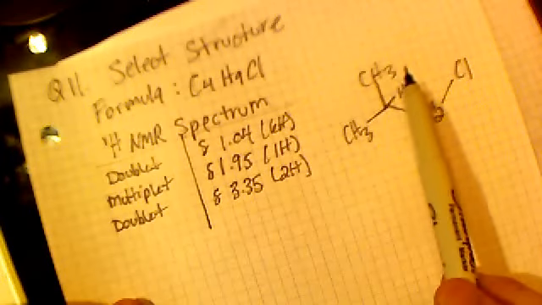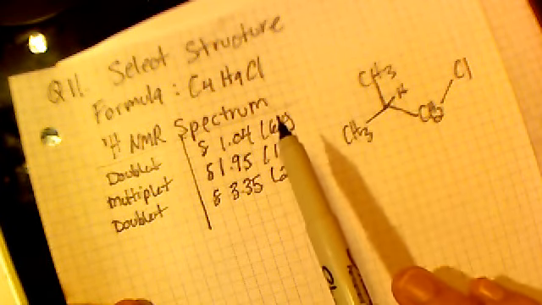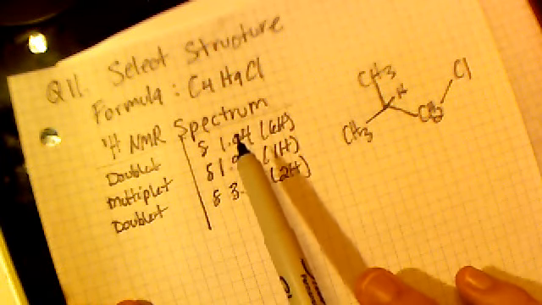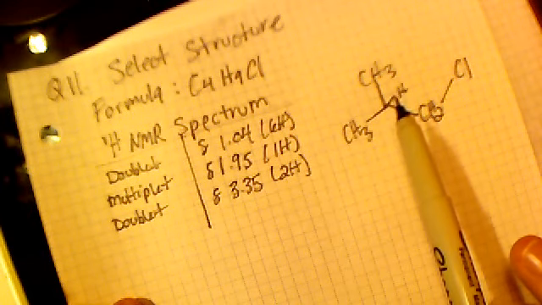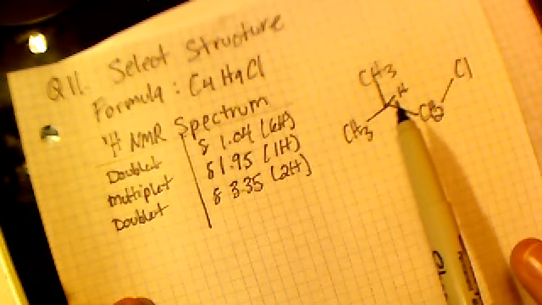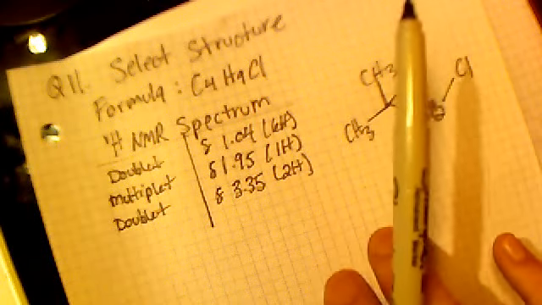And then these 6 hydrogens are the furthest away from the chlorine. That's why they're the most upfield, and they're split into a doublet because they are 3 bonds away from only 1 heterotopic hydrogen. So that's it.